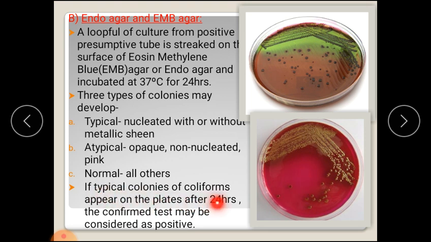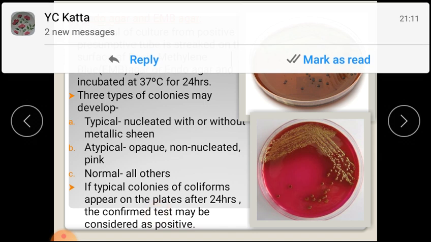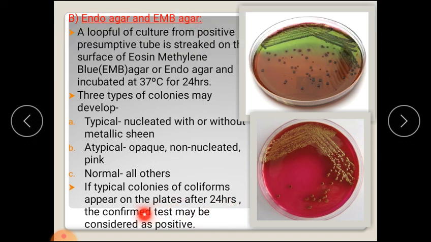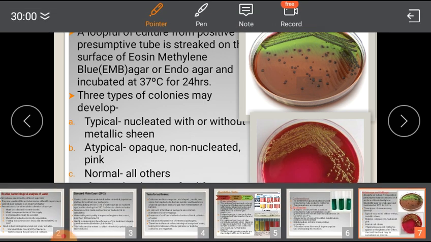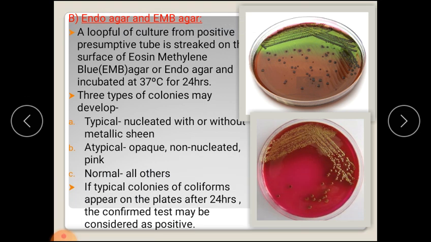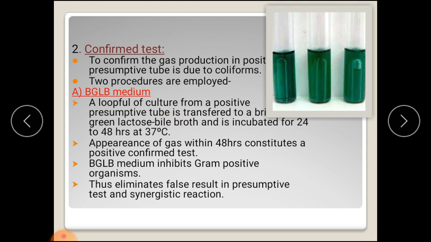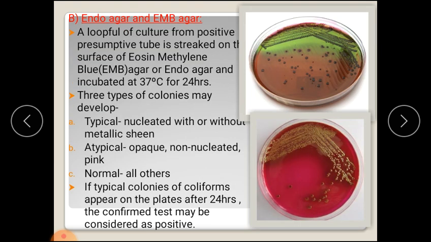If a typical colony of coliform appears on the plate after 24 hours, the confirmed test may be considered as positive. Means if the colonies occur after 24 hours, then we can tell the confirmed test as positive. So the first confirmed test is BGLB. If gas production occurs, then the confirmed test is positive. If there is growth or a colony with metallic sheen, black colored colony, then again the confirmed test is positive.